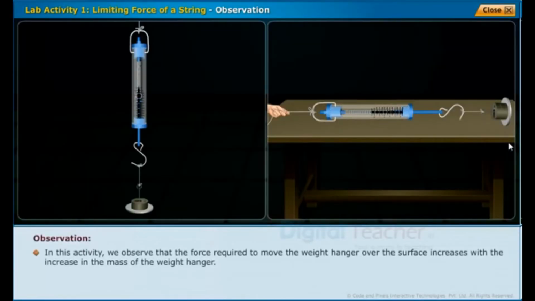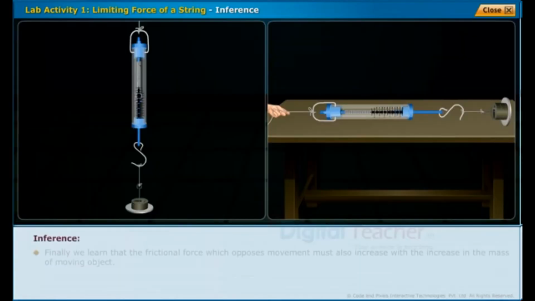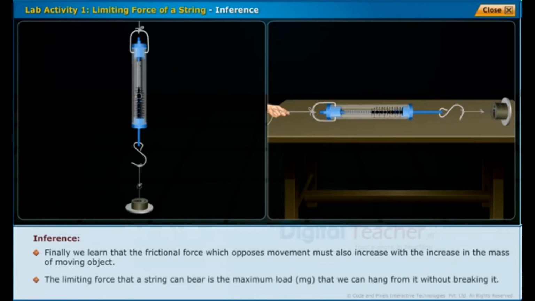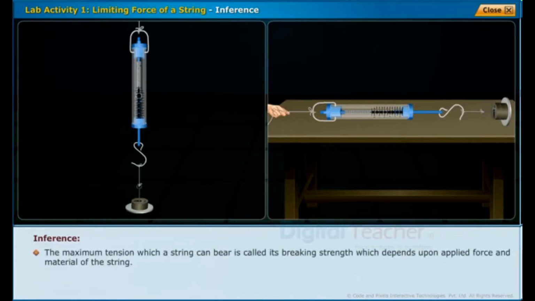In this activity, we observe that the force required to move the weight hanger over the surface increases with the increase in the mass of the weight hanger. Finally, we learn that the frictional force which opposes movement must also increase with the increase in the mass of the moving object. The limiting force that a string can bear is the maximum load that we can hang from it without breaking it. The maximum tension which a string can bear is called its breaking strength, which depends upon applied force and material of the string.